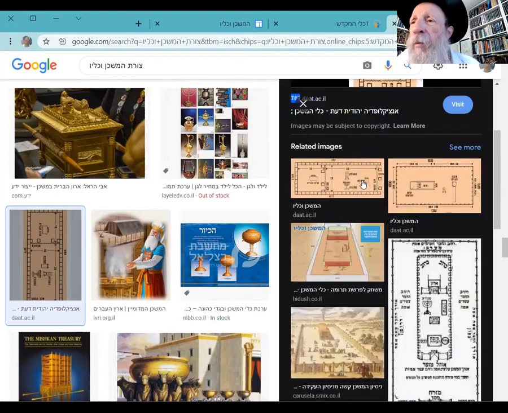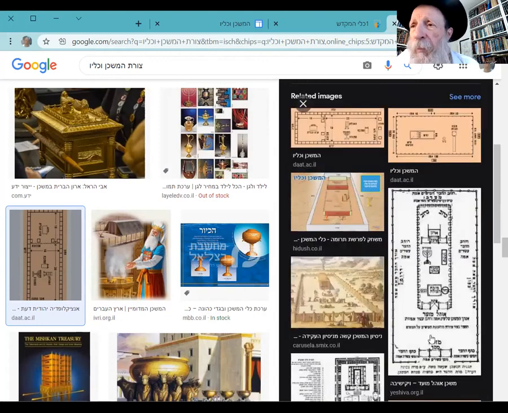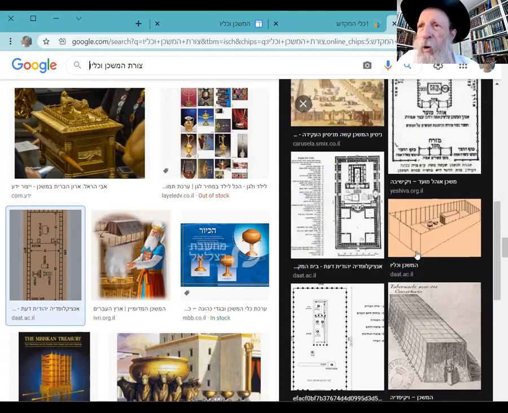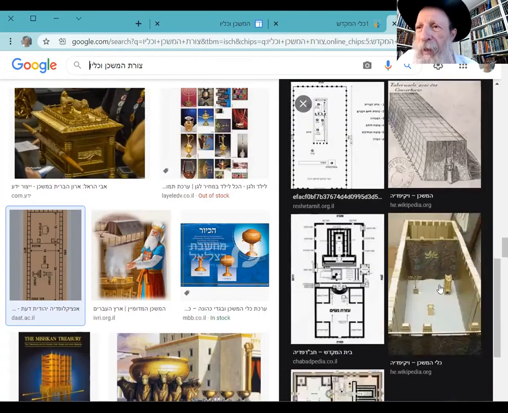Here's a better picture maybe. This is the outer courtyard. Here's the candelabra. Moses would stand here, and the voice of God would come between these two statues on the ark, and it would speak to Moses. Moses would receive the word of God from there. This was called the Ohel Moed, the place where God would meet with Moses.